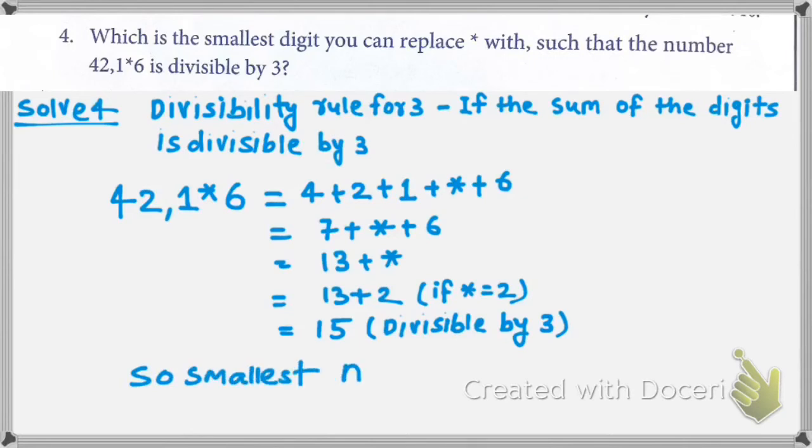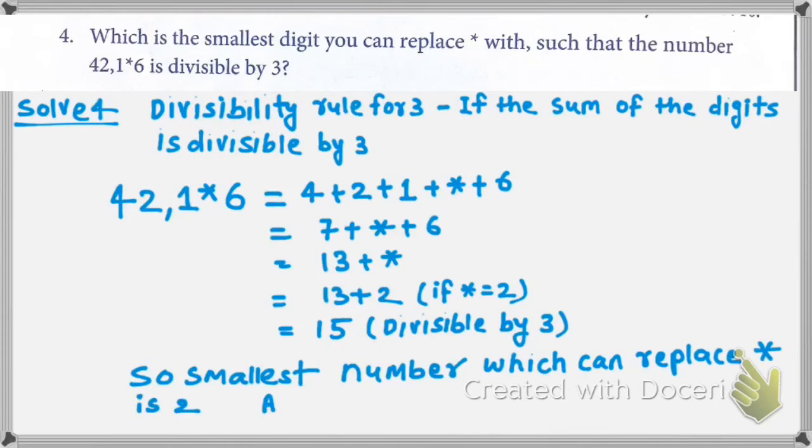So the smallest number which can replace the asterisk is 2. That is our answer.